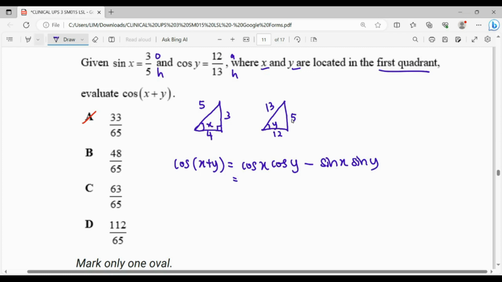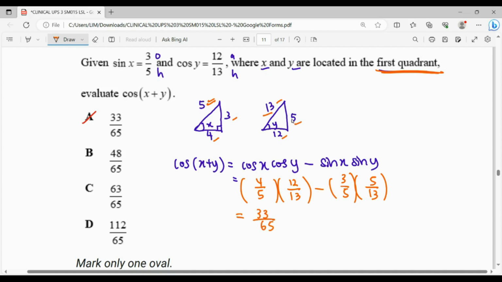So notice that all these angles are in quadrant 1, first quadrant, so all the trigonometry will be positive. Read out the trigonometry values. Cos x is adjacent over hypotenuse, cos y is adjacent over hypotenuse, positively all this. Then sin x is opposite over hypotenuse, and sin y is opposite over hypotenuse. So all these trigonometry values are positive. Then we simplify to get the value. So the answer will be A.